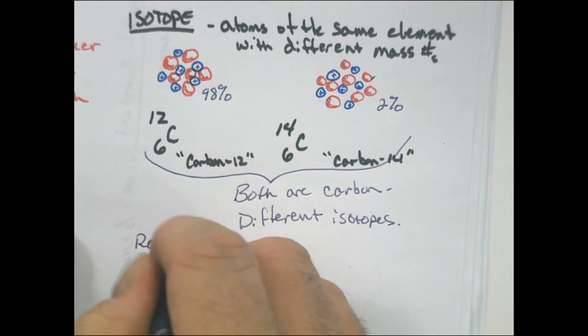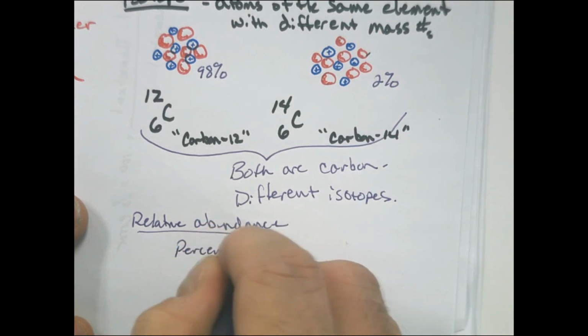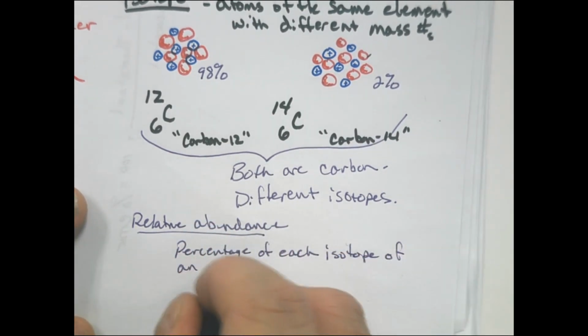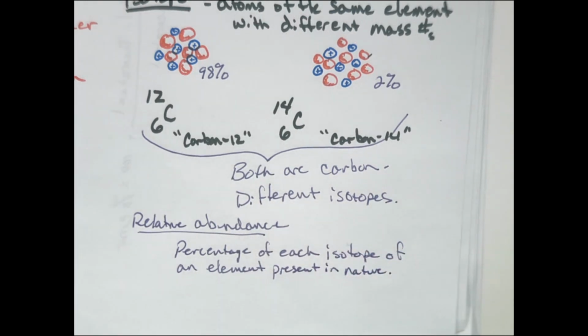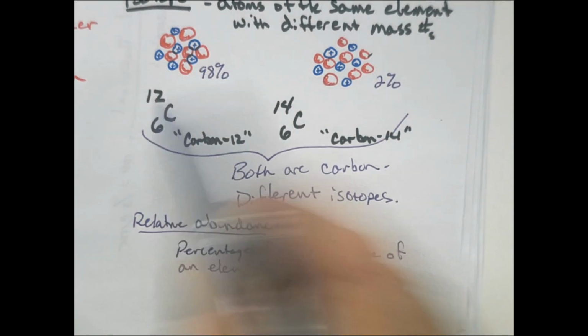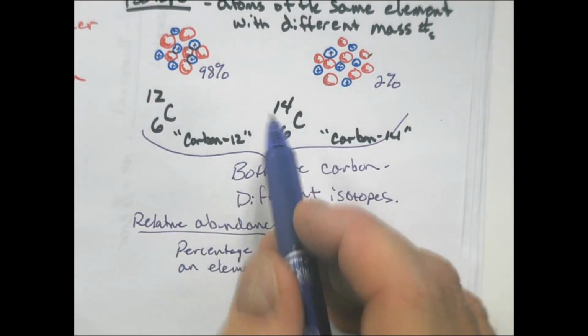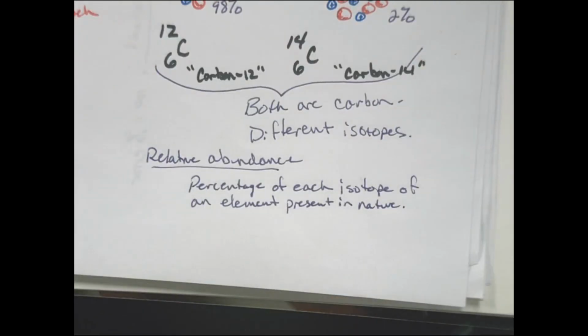We have to use what's called a relative abundance. The relative abundance is the percentage of each isotope of an element present in nature. So in this particular case, the relative abundance of carbon is 98% carbon-12 and 2% carbon-14. I'm going to tell you again, my numbers are off. These are not the real numbers. I'm just making them up for argument's sake. We use this relative abundance to find the average atomic mass.